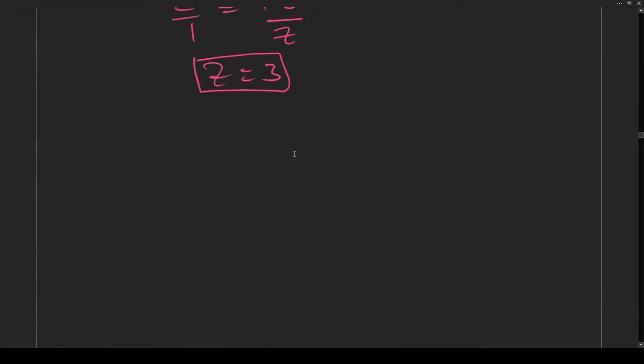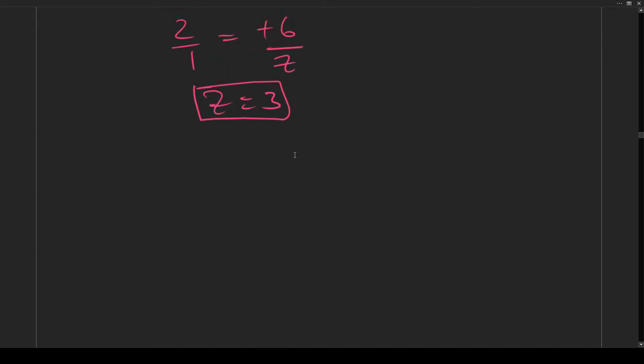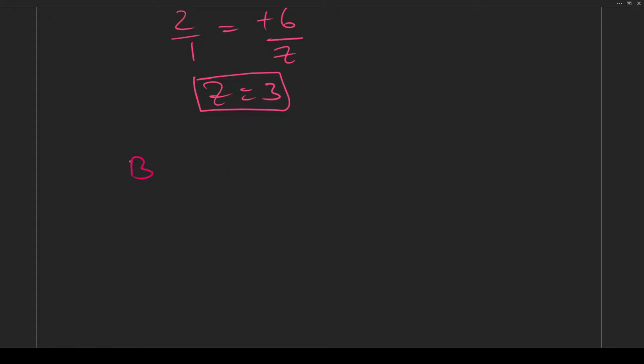There is some glitch going on, but fine. Then we'll get the value of B field, which is equal to 2i cap plus 1j cap minus 3k cap.